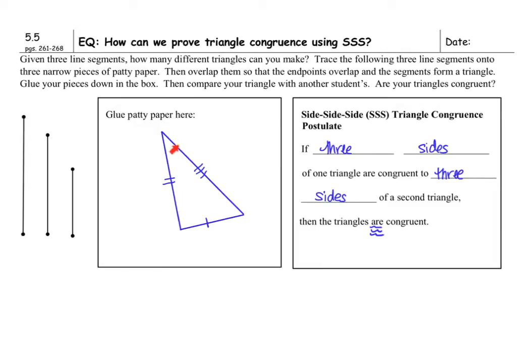So in class, our triangles might have looked different, but if we compare the sides of our triangles, all of us should have used these three segments to create our triangles. So if we all use the same three segments to create a triangle, then all of our segments have the same length, and therefore our triangles are going to be congruent.